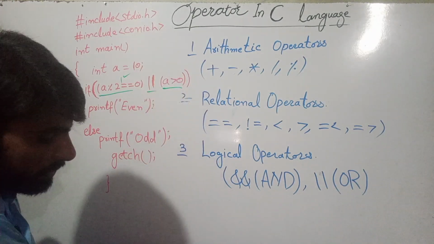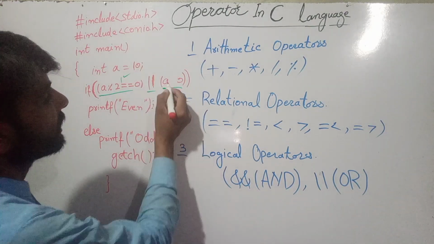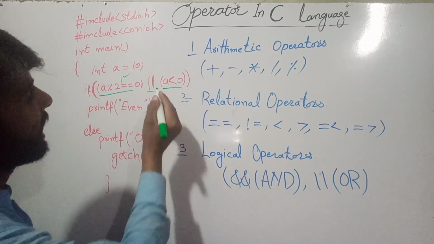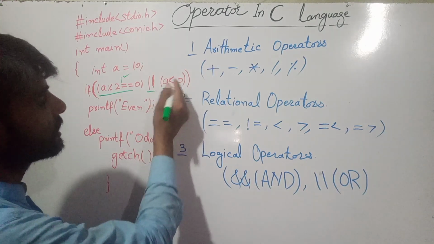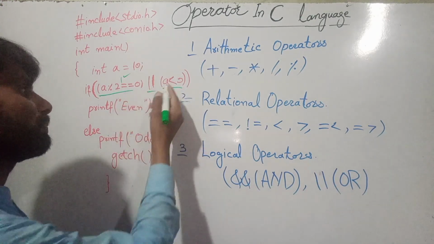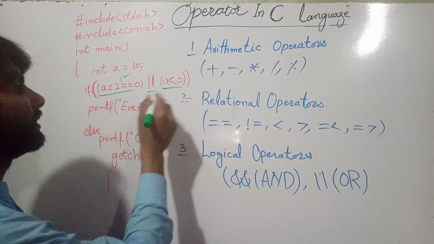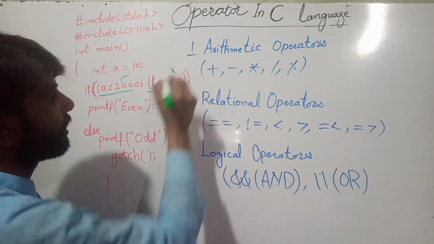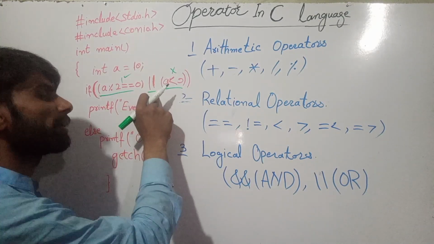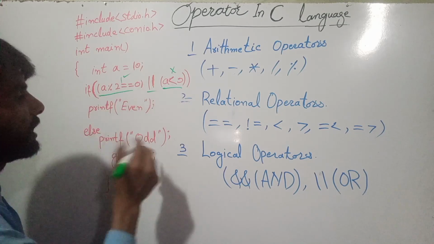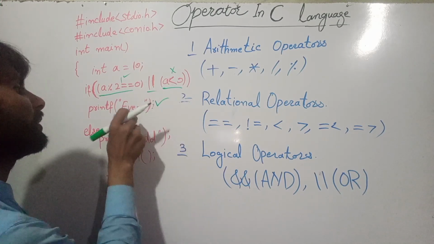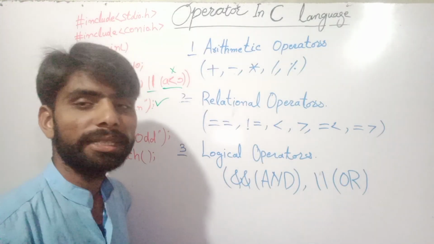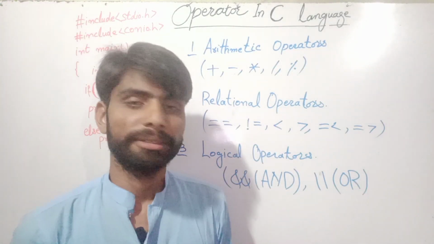Now I have written a less than 0, which means a is a negative number, right? And this condition is true. Now this condition is true and the other condition is false, but I have written the OR operator, which means if any condition is true, then this statement will be executed. It will print on the screen: this is the even number, right? So these are logical operators to combine conditions. I hope you got it, right?